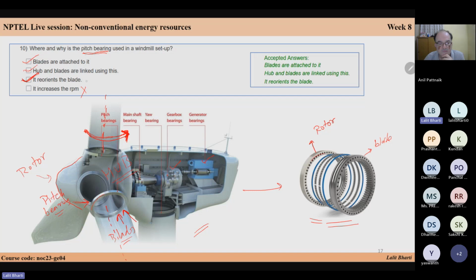The hubs and blades are linked together. So this is your center hub, and these are your blades. These are linked together with the pitch bearing. Blades are attached, correct. And it increases the RPM? That is not correct, because it doesn't increase the RPM. Increasing and decreasing the RPM is done by the gearbox bearing. We have already seen how the RPM is changed. So options 1, 2, and 3 are correct, and option 4 is incorrect.